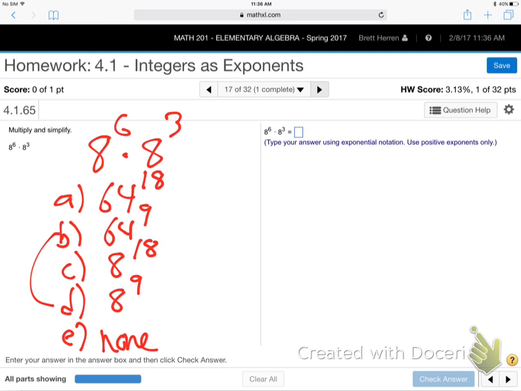So convince each other. There's a B camp and a D camp. Can you persuade each other? It's B. Okay, why? 8 times 8 is 64, but when you multiply, you add the exponents. Great. That's an argument for B. So she said 8 times 8 is 64, but you got to add the powers, 9. Right? So there's an argument for B. We have a D camp argument.